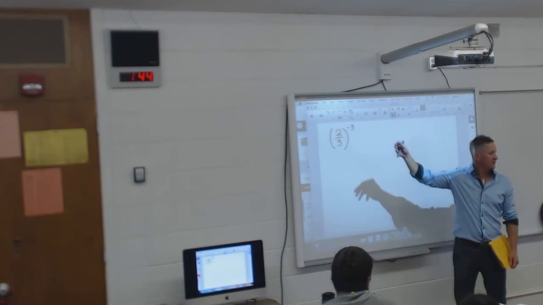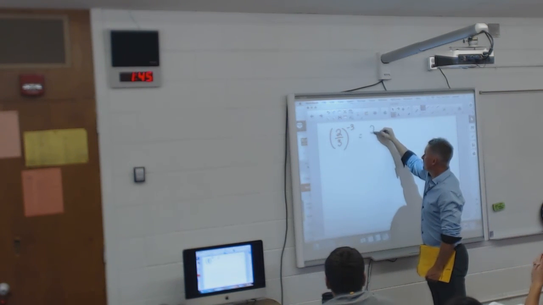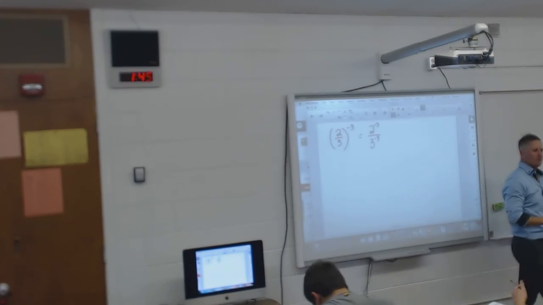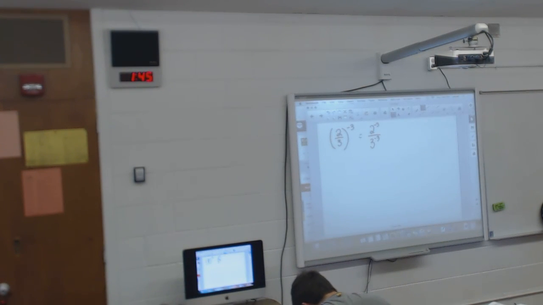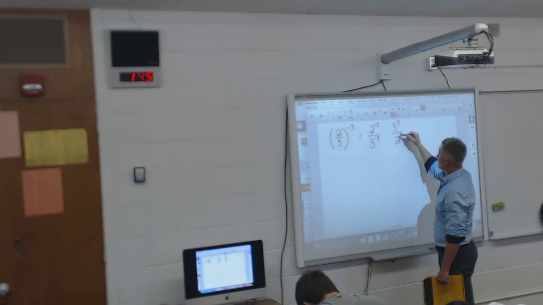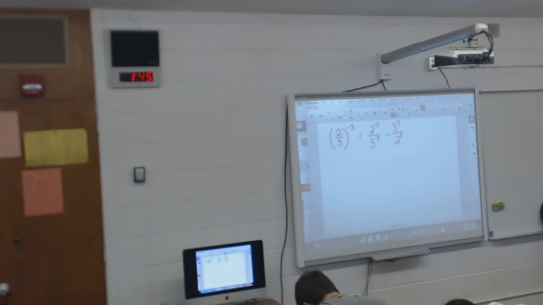What do I do with the exponent here? Distribute it. So this is actually 2 to the negative 3 over 3 to the negative 3. We agree? That's all it says. Distributed through the brackets, correct? And then you flip it once and they're both positive. 3 cubed over 2 cubed. There's your answer. It's pretty easy, right? That is the easiest way to do that question.